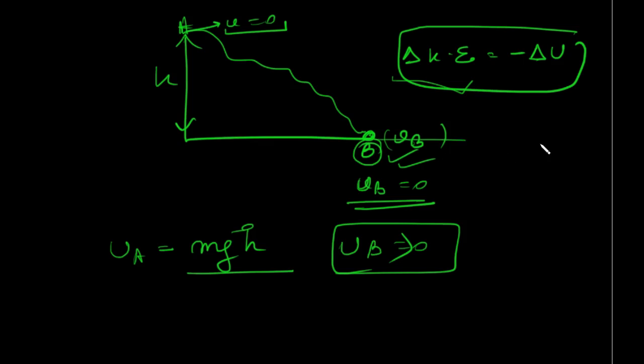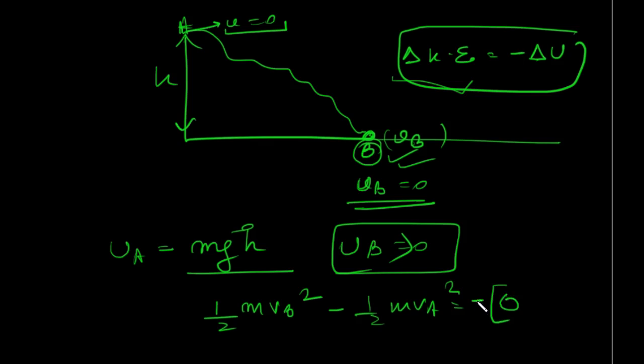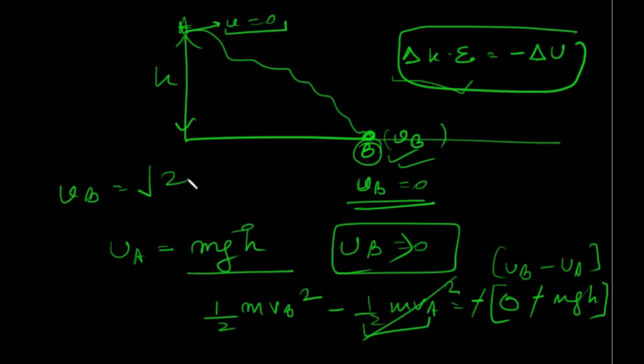This is ground. So what will the change in kinetic energy be? This will be equal to half m vB square minus half m vA square, equal to negative change in potential energy. What will be the change in potential energy? Negative of UB minus UA. UB is 0, minus, what was UA? mgh. So this will get cancelled out, and I know for sure vA is 0. So what will be vB? vB will be equal to root 2gh.